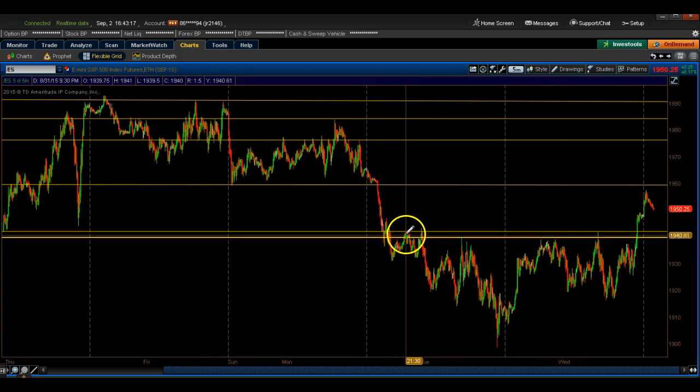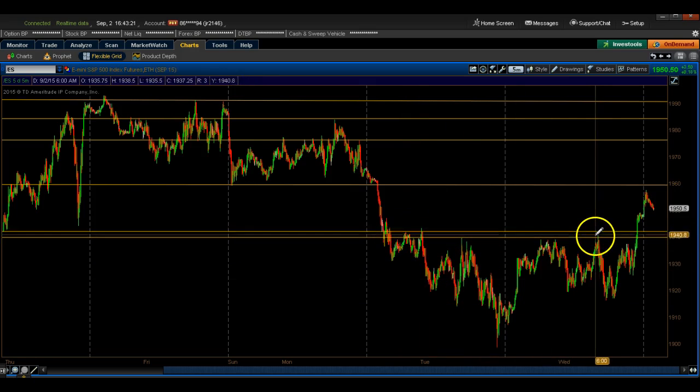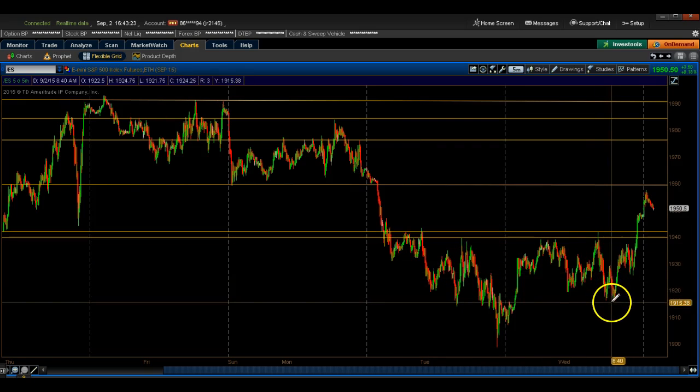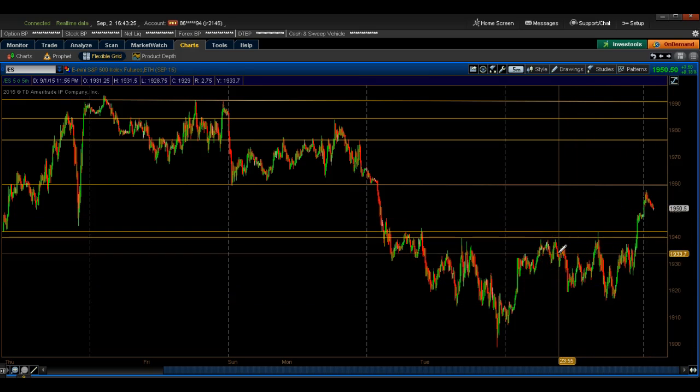Right here, right? So we made a high here, we fail. Very first touch, and then fail, right? So these are things that we want to look for as day traders, okay? We want to look for where's the highest probability of us entering a trade for it to potentially reverse, right?